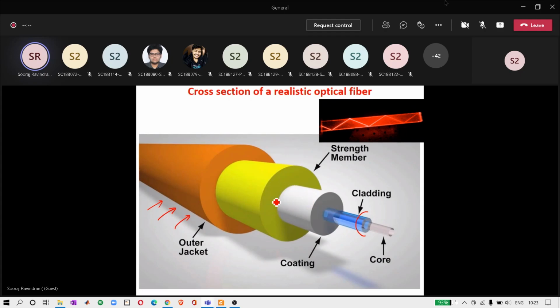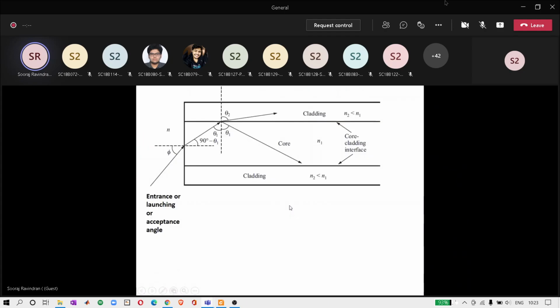And then, okay, this gives some mechanical strength. Coating also gives mechanical strength. Anyway, this is how a realistic optical fiber would look. All right, so now let us see. I said that whenever you are launching the signal inside an optical fiber, the angle has to be precise. The launching angle will have to be precise so that it can undergo total internal reflection.